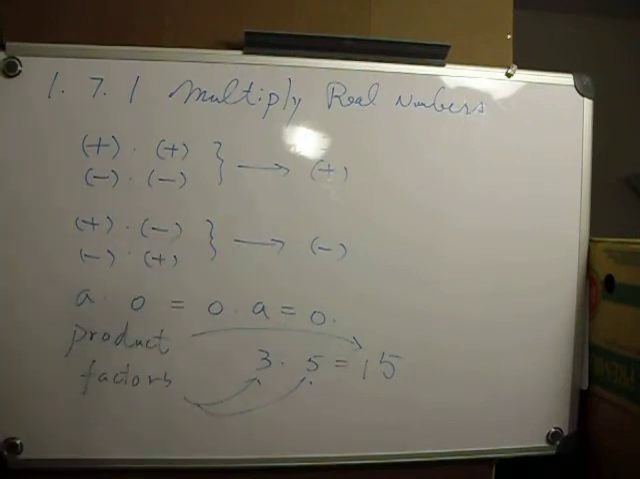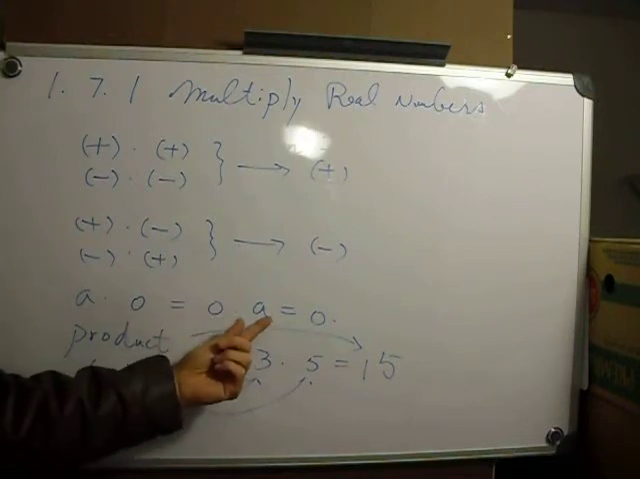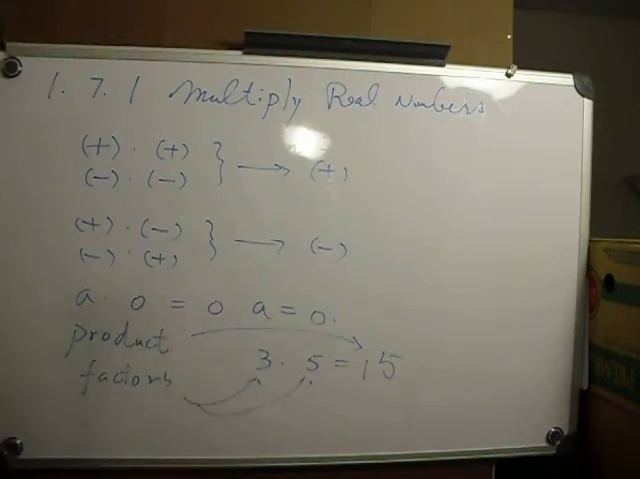That's the multiplication rule. Another rule: any number multiplied by 0, or 0 multiplied by any number, the result is 0. That's a universal rule.